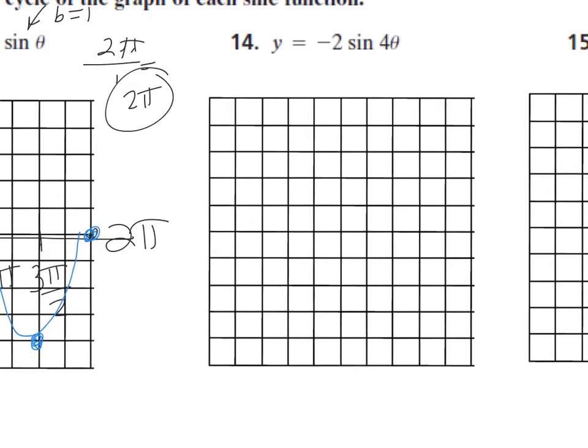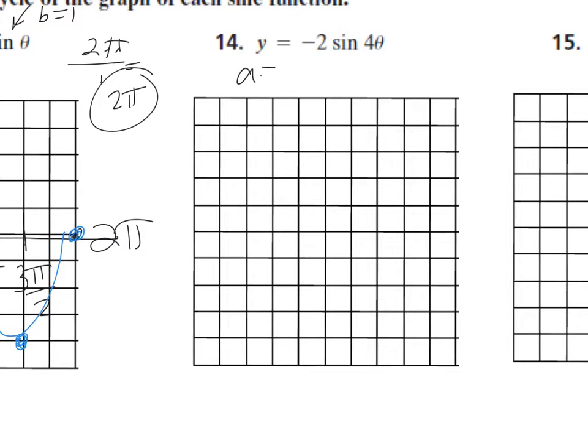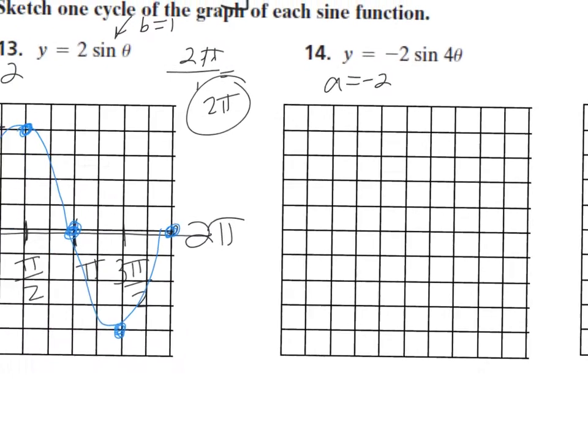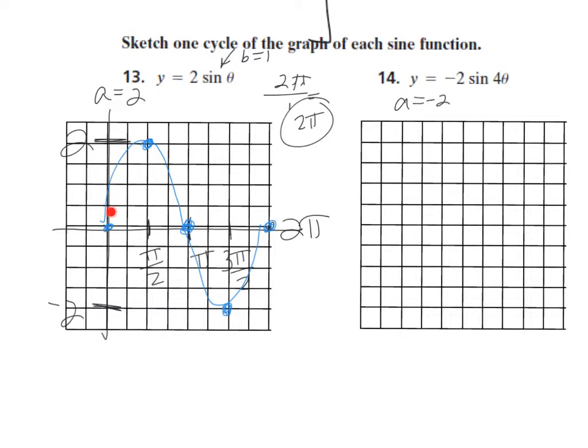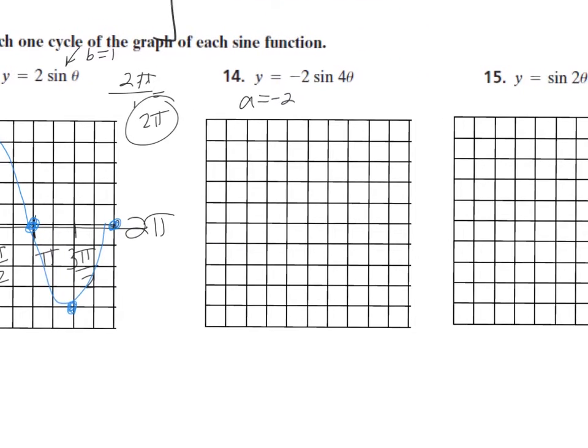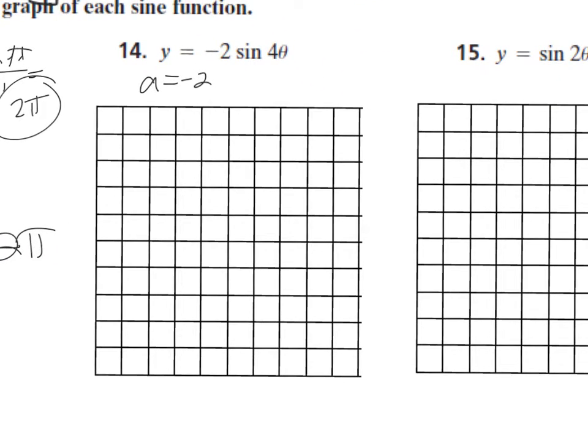Okay, then 14, A is -2. Okay, so this is the first time that we have a negative number. So this negative number means it's going to be reflected. So if I look at this previous example, instead of going up, down, up, it's going to start right here and go down, all the way up, down. So I still need to find my B, or my period. So it's 2 pi divided by B. So my period is pi over 2, 1/2 pi.